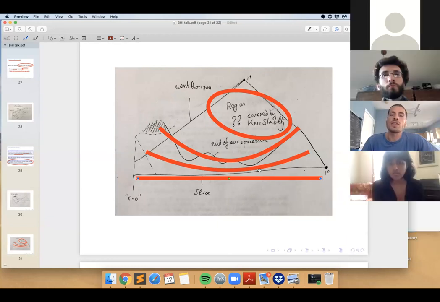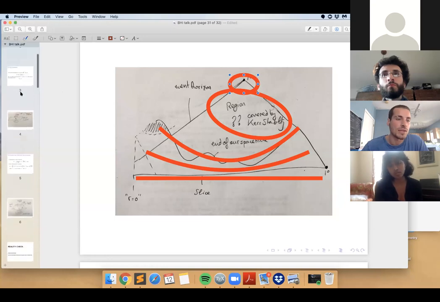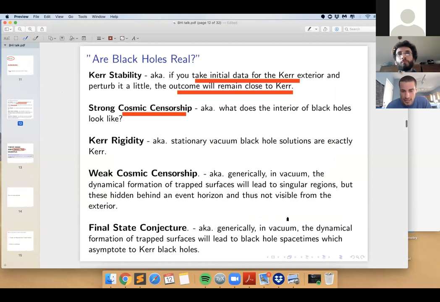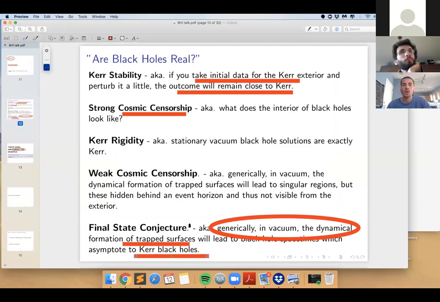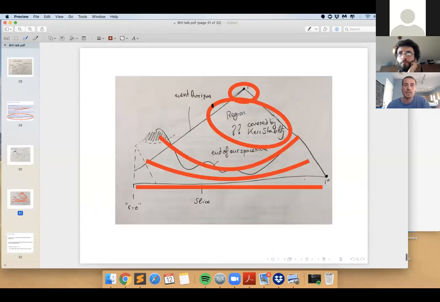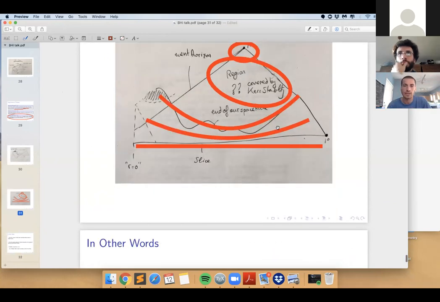Then we can show that the final state of affairs up here, all the way up at timelike infinity, is in fact described by the Kerr exterior, which is, of course, when we come back to the final state conjecture, right? That was the dream of this final state conjecture, was exactly this, right? Generically in vacuum, the dynamical formation of trapped surfaces will lead to an asymptote to a Kerr black hole. Well, what we can show with this work is that essentially with this diagram, that's realizing exactly that, right? Realizing exactly the spirit of that conjecture.